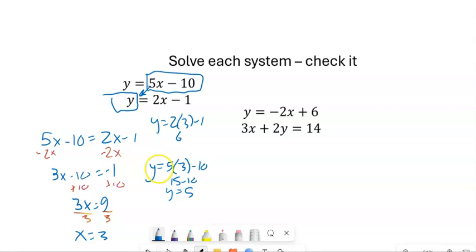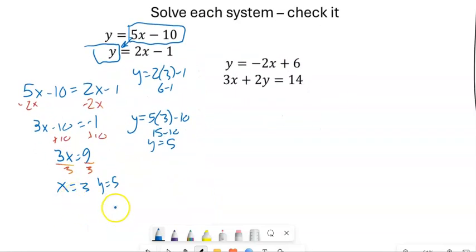x is equal to 3, minus 1, 5. I get the same answer. So there is my answer. x equals 3 when y equals 5, or I could write that as the ordered pair (3, 5). Notice I solved it, and I checked it by plugging both values into both equations.